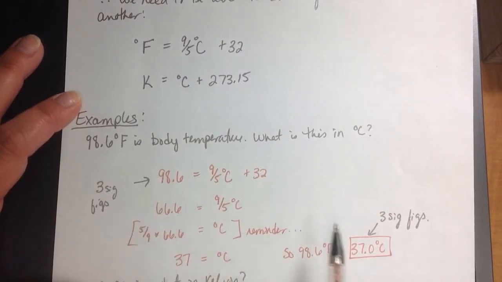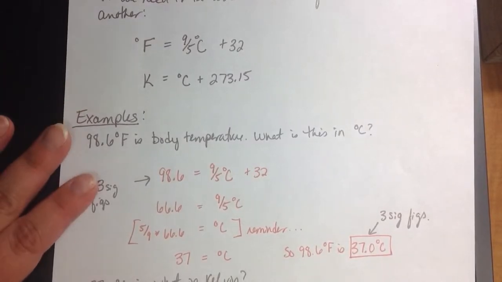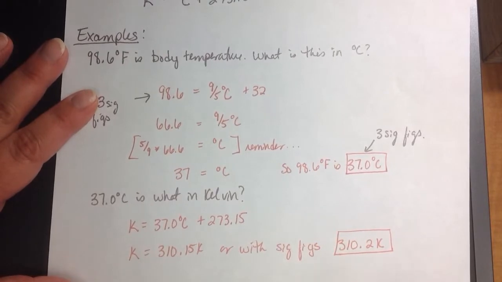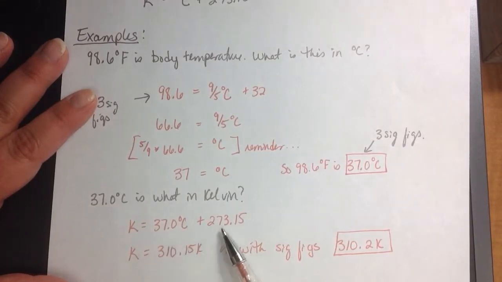I started with 3 sig figs. I should give the answer in 3 sig figs as well. We can also convert this to Kelvin. So Kelvin would be 37 degrees plus 273.15. That's going to be 310.15, but with the right number of significant figures, since this is an addition problem, we would do that to the tenths, and that would be the 0.2.